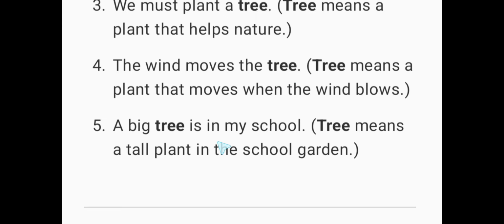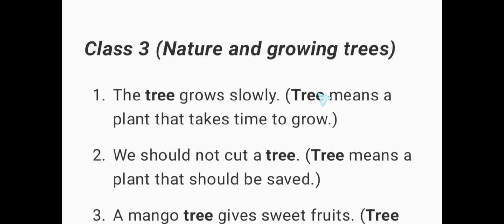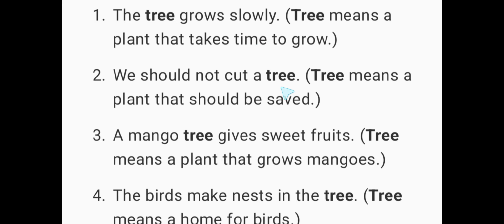A big tree is in my school. The tree grows slowly. Here, tree means a plant that takes time to grow. We shouldn't cut a tree. Tree means a plant that should be saved.